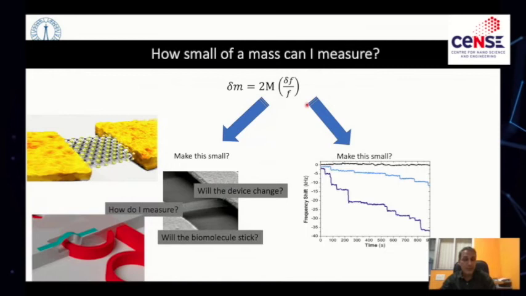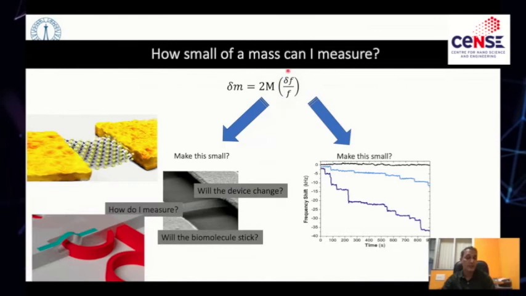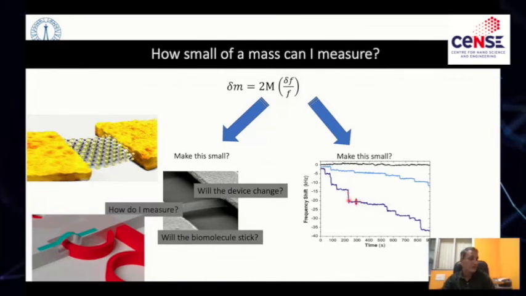In terms of frequency fluctuation, sure, I can make this smaller. What does this frequency fluctuation mean? That just means, how much is the frequency fluctuating, and that's going to determine what I can measure. In this particular case, the noise is very small, so I can detect this change. If the noise is large, I will not be able to detect. So we want to make that small. And the question then comes is, how do I make this small?